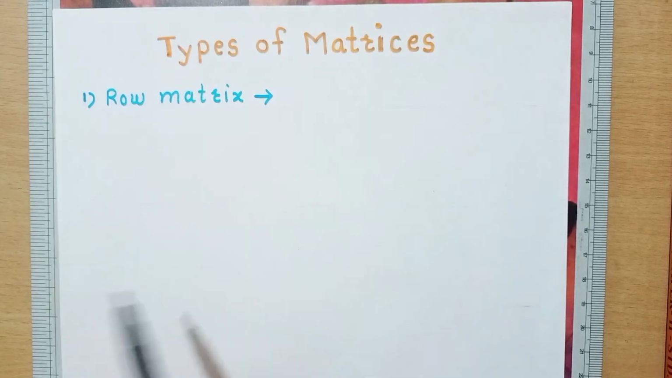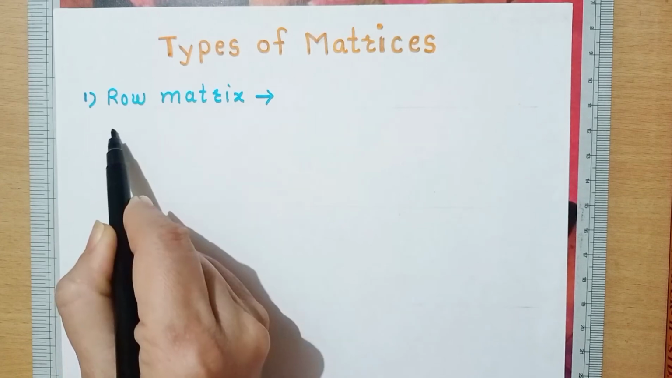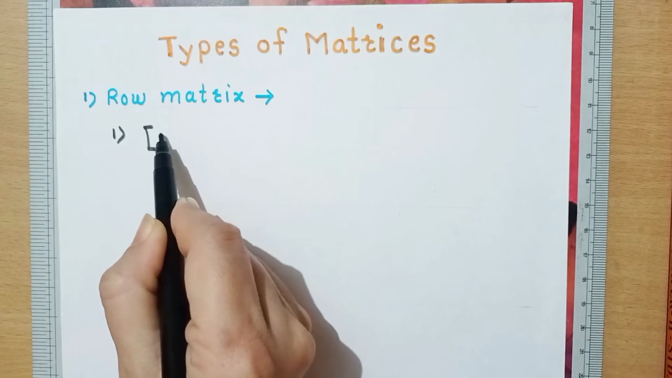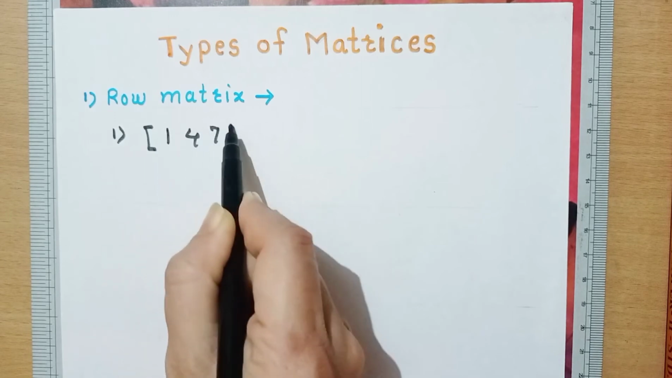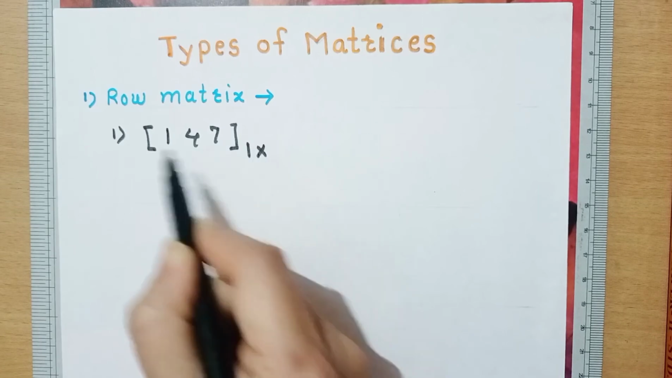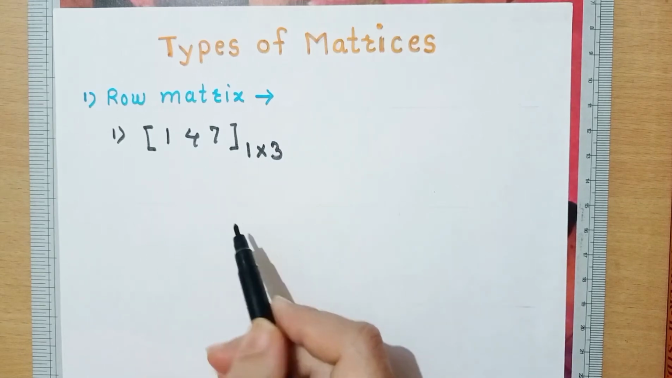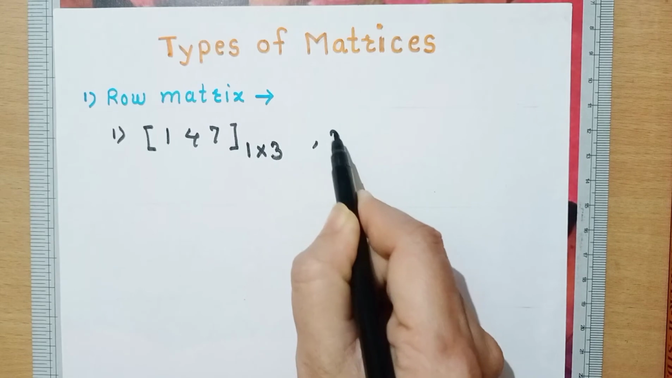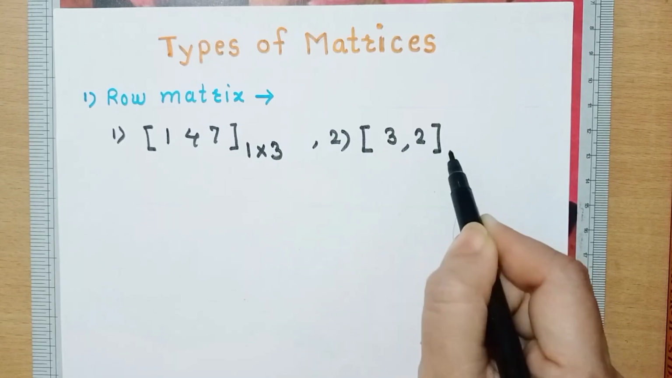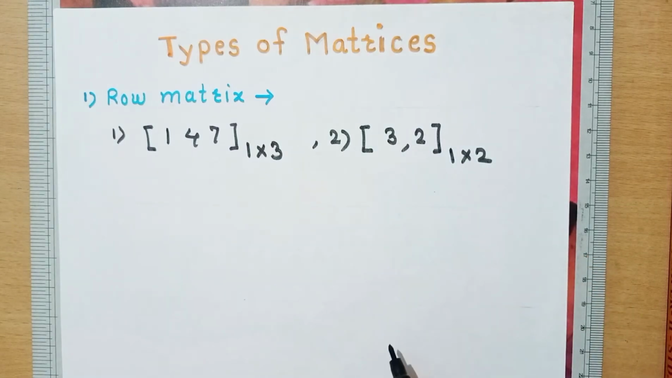Let's study the types of matrices, and the first type is row matrix. The matrix having only one row is called a row matrix. And suppose 1, 4, 7. Now here we can observe only one horizontal line and 1, 2, 3, 3 columns. So this is of order 1 by 3. Maybe there are two elements. This is 3, 2. So again one line, but there are two columns. So this is of order 1 by 2.